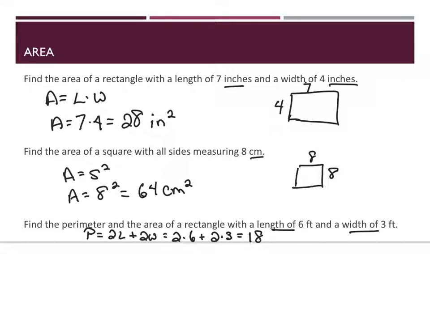Now this is not feet times feet. This is 12 feet plus 6 feet is 18 feet. Perimeter is just your regular units you carried along. Now if you want to do area, the area formula is length times width. That's 6 times 3. That's also 18, but this time I am doing 6 feet times 3 feet makes 18 square feet.